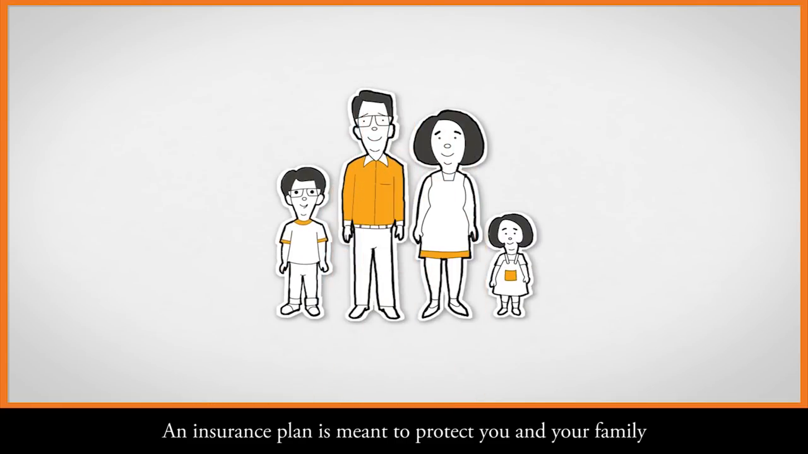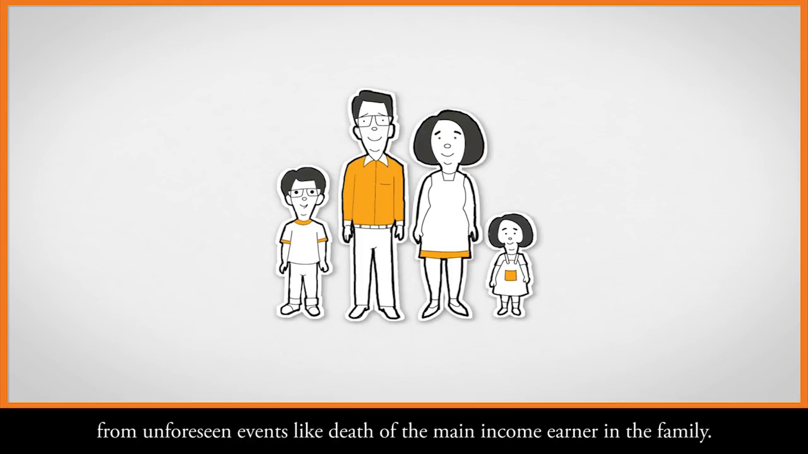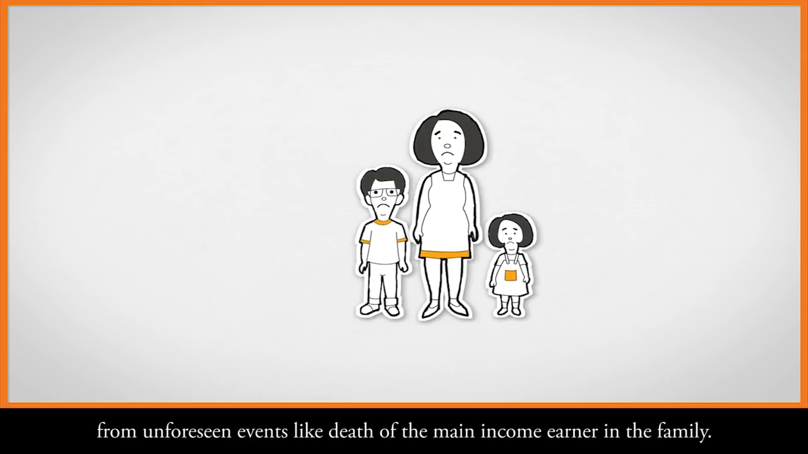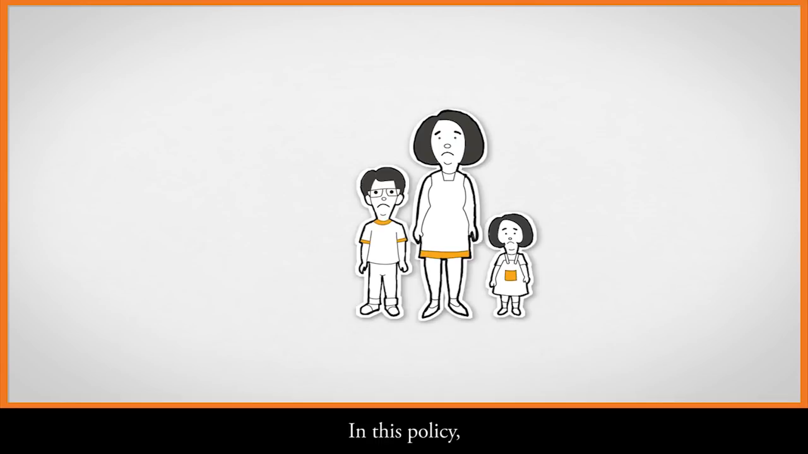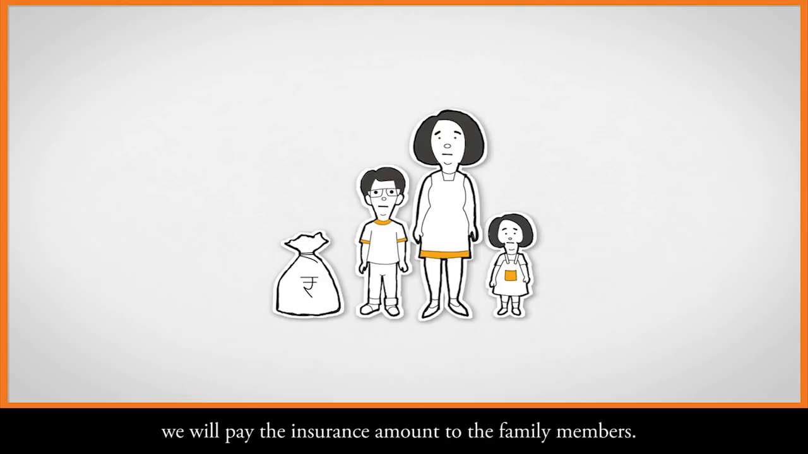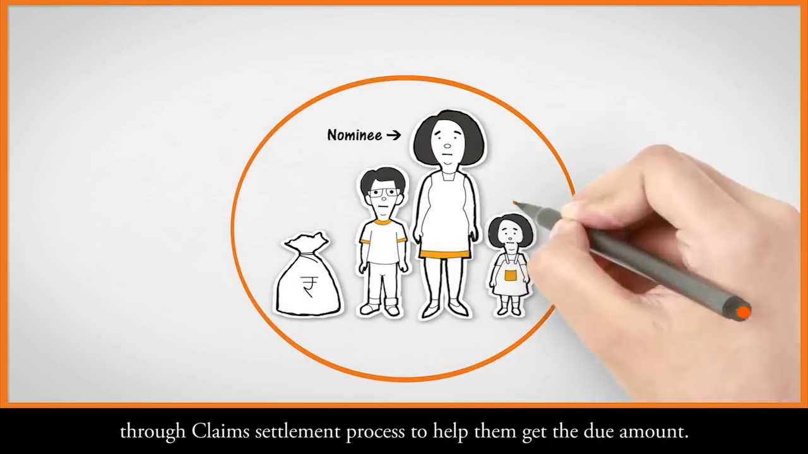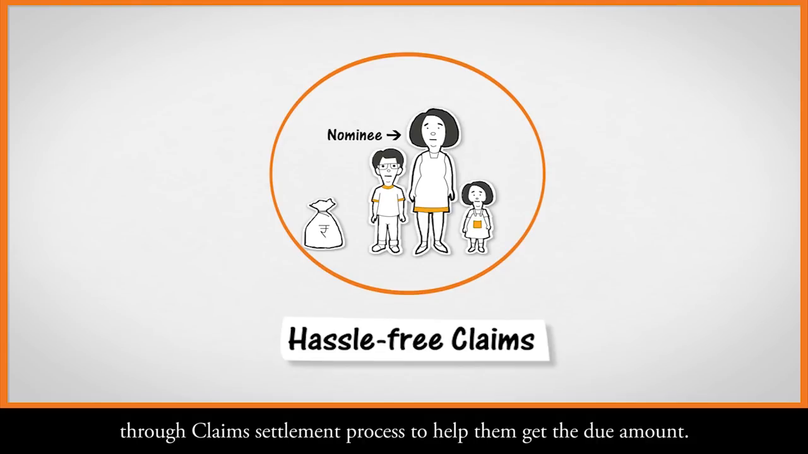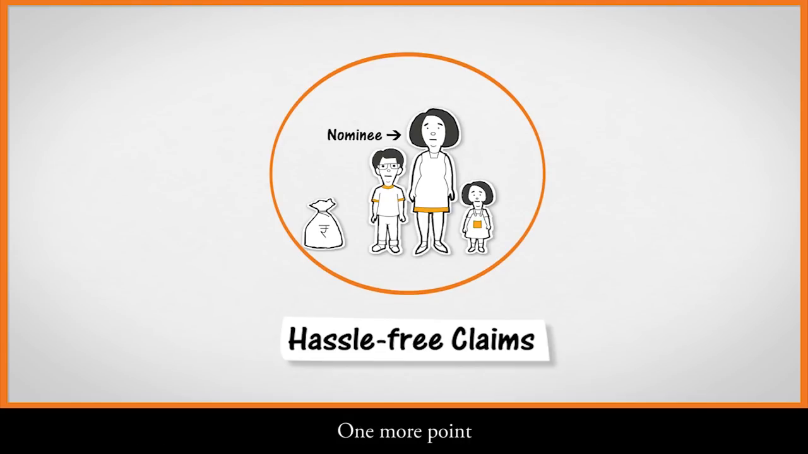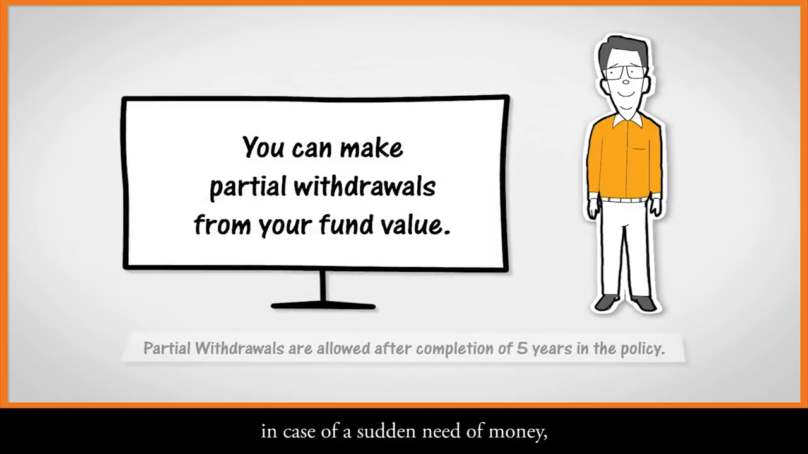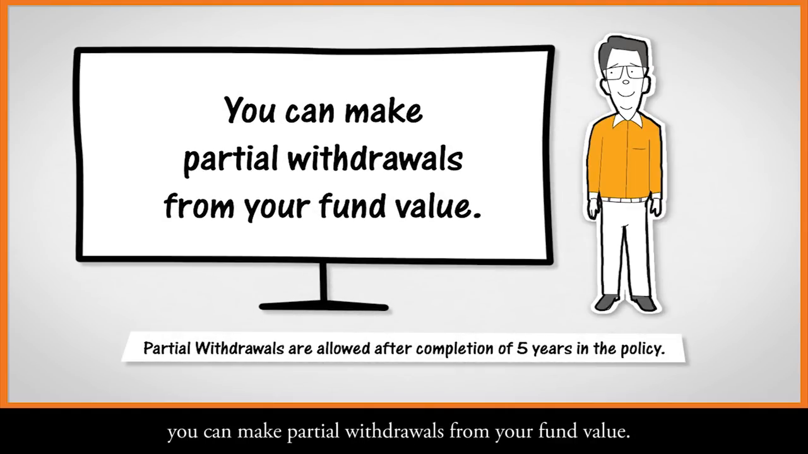An insurance plan is meant to protect you and your family from unforeseen events like death of the main income earner of the family. In this policy, if the person whose life is insured by this policy dies during the policy term, we will pay the insurance amount to the family members. So make sure that there's a nominee mentioned in your policy to whom the insurance amount will be paid. We will assist your family members through claim settlement process to help them get the due amount. One more point. In case of a sudden need of money, you can make partial withdrawals from your fund value.